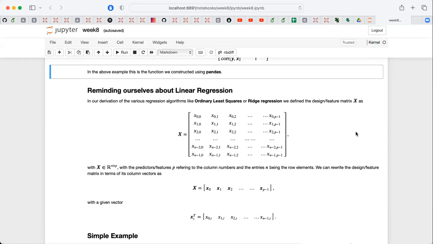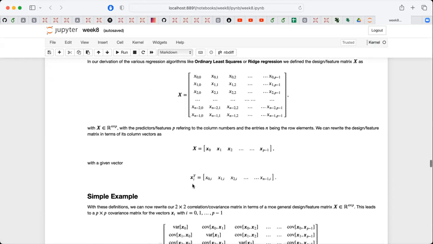So when you're setting up this matrix, you can then rewrite it in terms of the column vectors. So x here is now a vector which contains all the elements along the column, and I just look at the transpose of the vector. So this x of i now contains the matrix elements. It has n samples, and it has n elements.